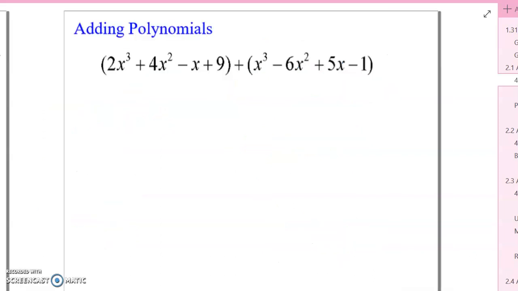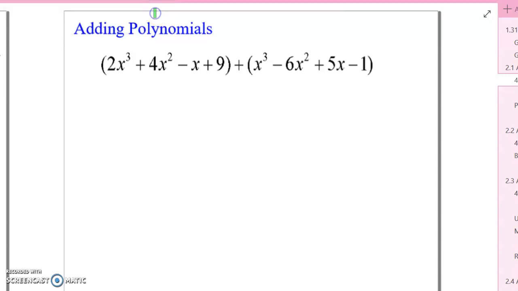The lesson today is actually adding or subtracting polynomials. This has 4 terms in it, and this has 4 terms in it. You can add any terms to any term, so it could be a binomial and a trinomial. After trinomial, we really don't have a name for it, so we just call them polynomials, meaning many.